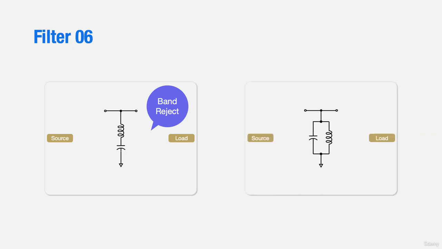Now, if we take the parallel LC circuit and shunt it to ground, what type of filter does it become? This circuit now functions as a band pass filter. This is because at resonance, this path acts as an open circuit. Therefore, at the resonant frequency f0, the signal of that frequency can reach the load directly. Consequently, it serves as a band pass filter.